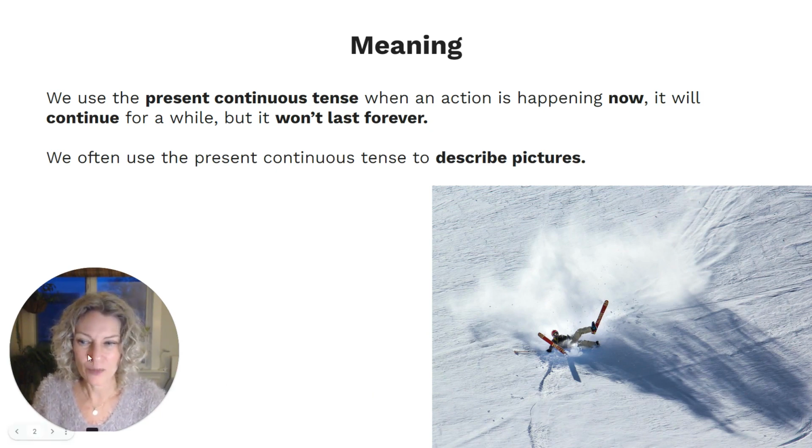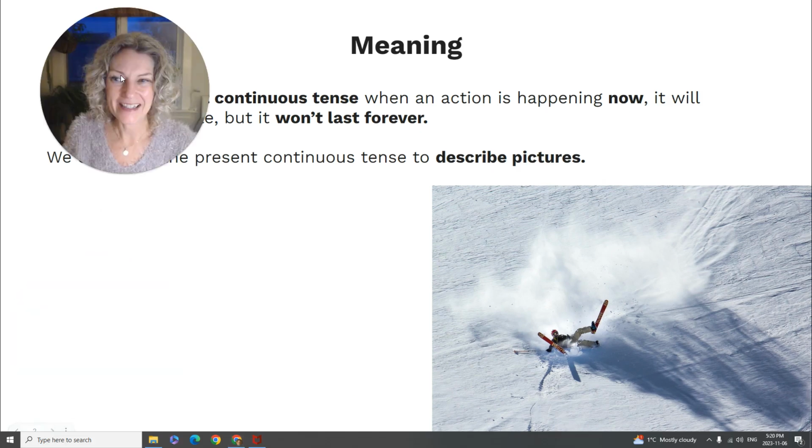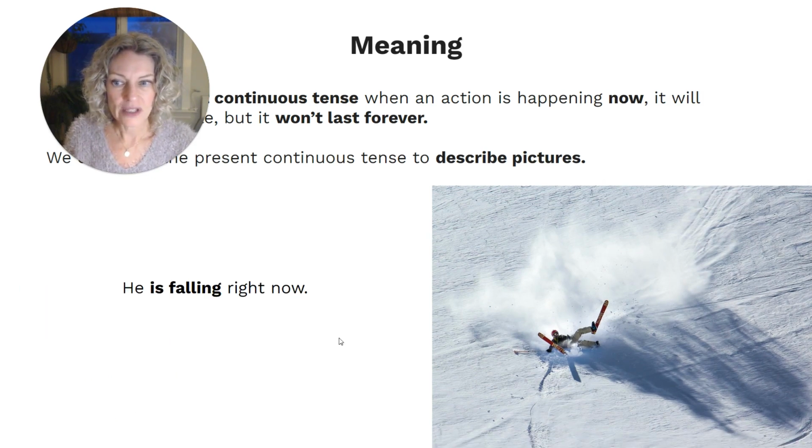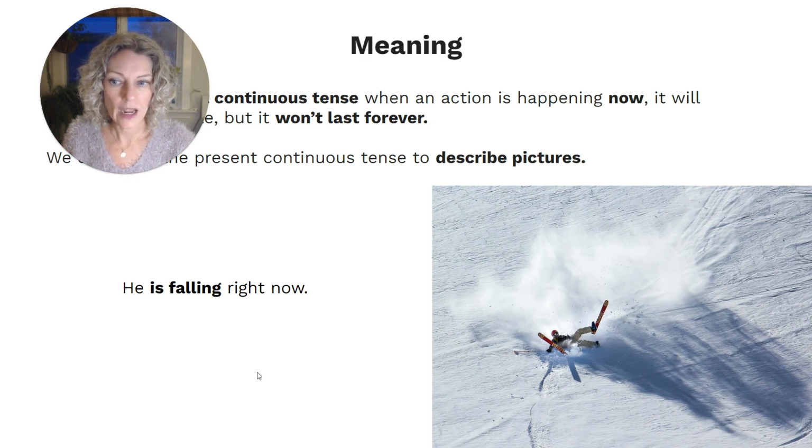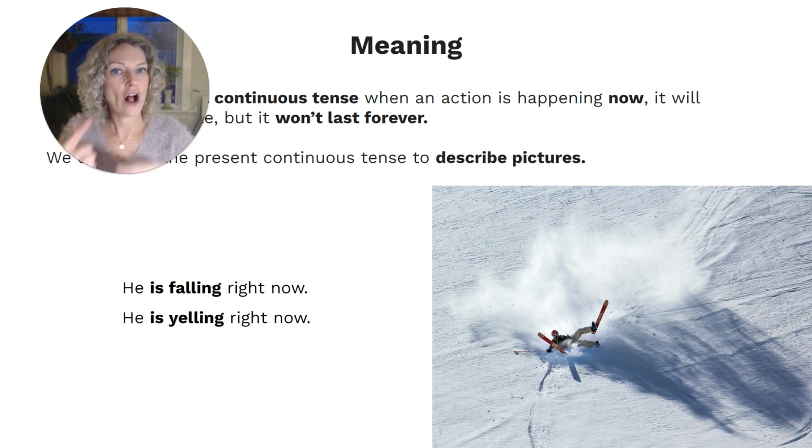So let's have a look at this picture here of a man who is on a ski slope. If I were going to describe what's happening in this picture right now, I might use a sentence like, he is falling right now, because we can imagine that action continuing, right? He is falling, falling, falling. I could also say, he is yelling right now, because we can imagine that also continuing. He's falling and he's going, ah!